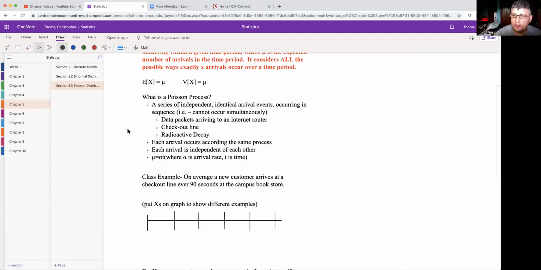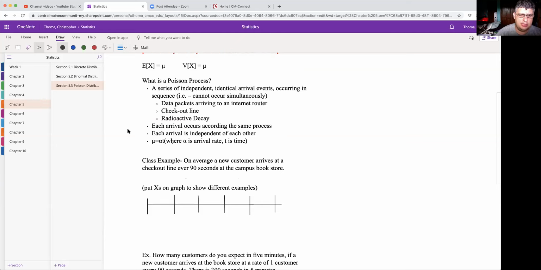And if you don't know your mean, you might have to calculate it by this formula, alpha t, where alpha is the arrival rate and t is time. And alpha, a lot of students say it looks like a little fish with tails. It's the Greek letter for A. But you have some kind of arrival rate over some time period.